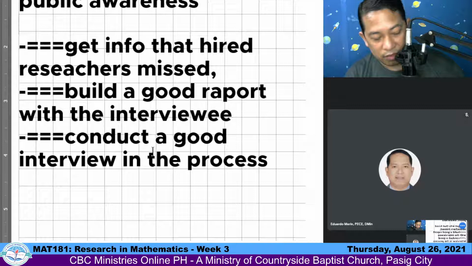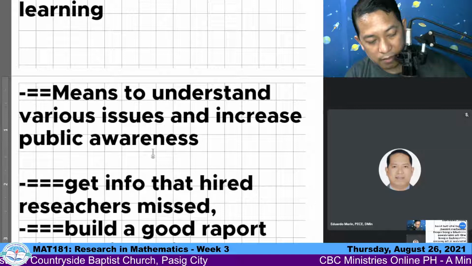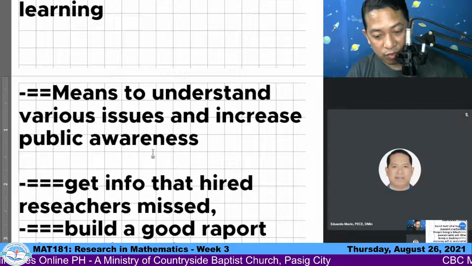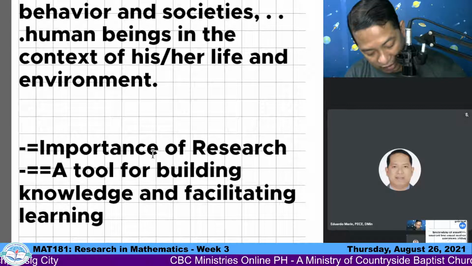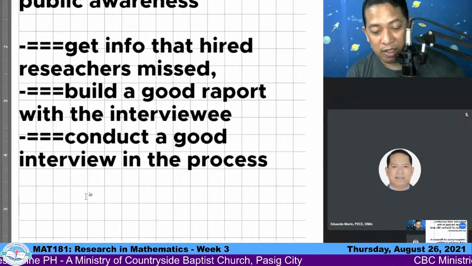So, that's the purpose, no? So, another importance of research is as a means to understand various issues, and of course a tool for building knowledge and facilitating learning. That's another case. Now, thirdly is to aid in business success. So, it's also important for a successful business to base their study on a research process.